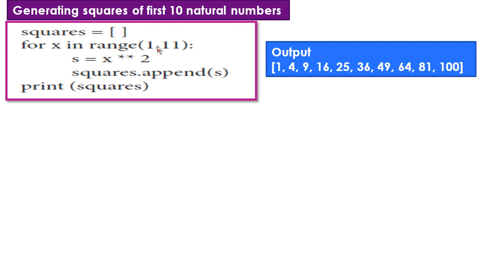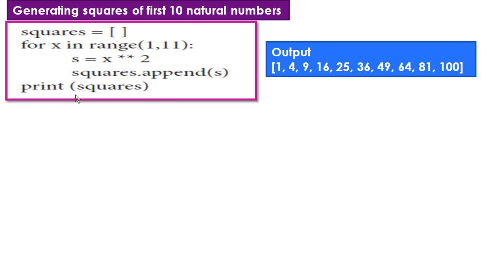the next value of x is 3. So 3 square, that is 3 into 3, that is 9, is appended to squares. Similarly 16, 25, 36 up to 100 is appended, that is 100 means 10 square. 4 square, 5 square, 6 square up to 10 square is appended in the list, the empty list squares.